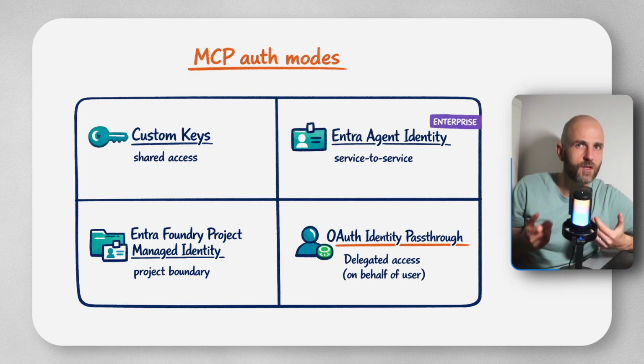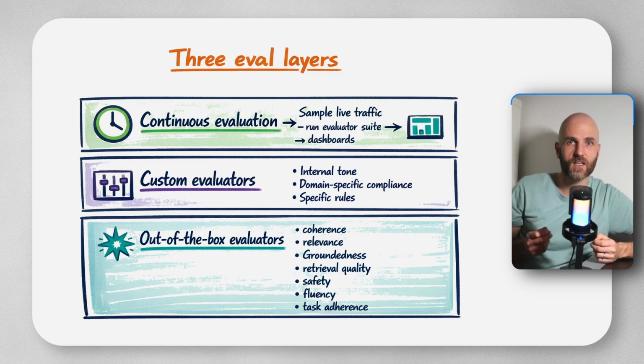So between private networking and a real identity model, the agent stops being a chat demo and starts fitting into the same security shape as the rest of my apps. And you know, security is necessary, but it doesn't tell me if the agent is any good. And the trap I see is teams do a pre-ship test, they feel good, they deploy, and then quality drifts over time. So evaluations being GA in Foundry matters because it's not one thing, it's 3 layers.